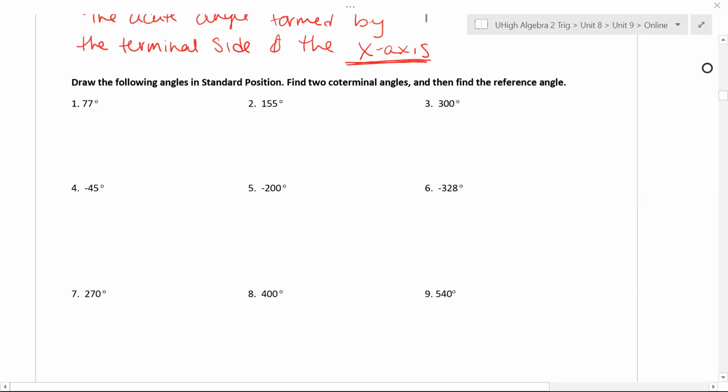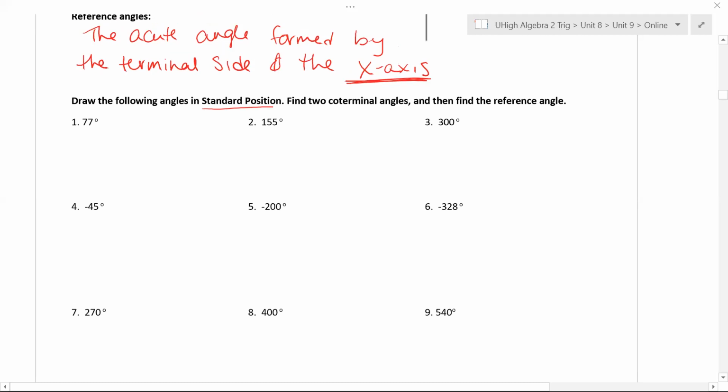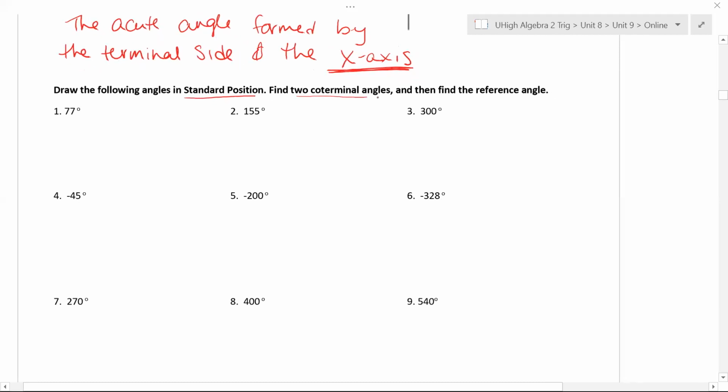So first thing is draw the following angles in standard position. Then we want to find 2 coterminal angles. And then we want to find the reference angle. So we're going to look at all 3 of the pieces from above.